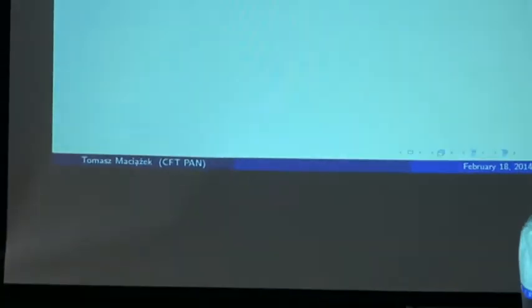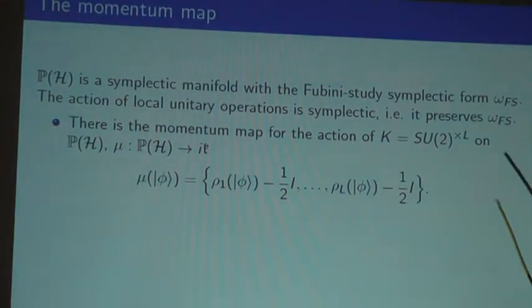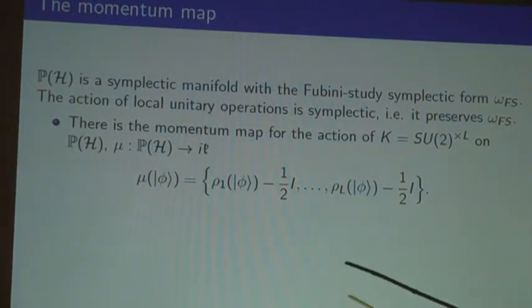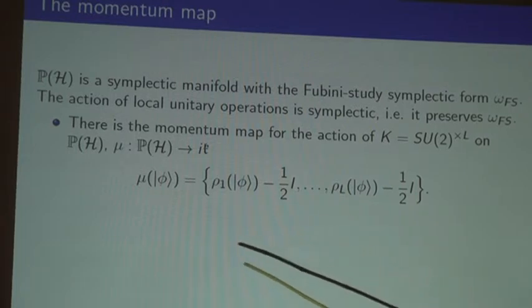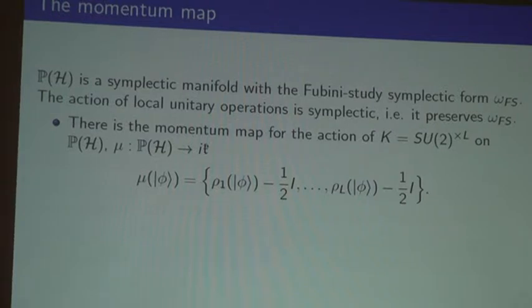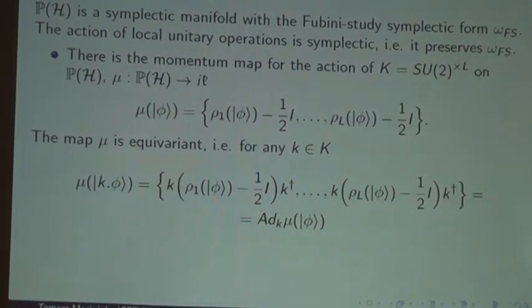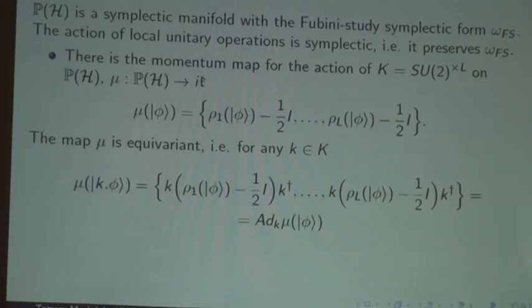So it preserves. The momentum map has a nice interpretation in the case of local unitary actions, which is that it assigns to a state phi a collection of its one-qubit reduced density matrices. That means in simpler language, in case of two spins or something like that. This is momentum, there is no misprint in it. Okay. So the formulation is rather simple.